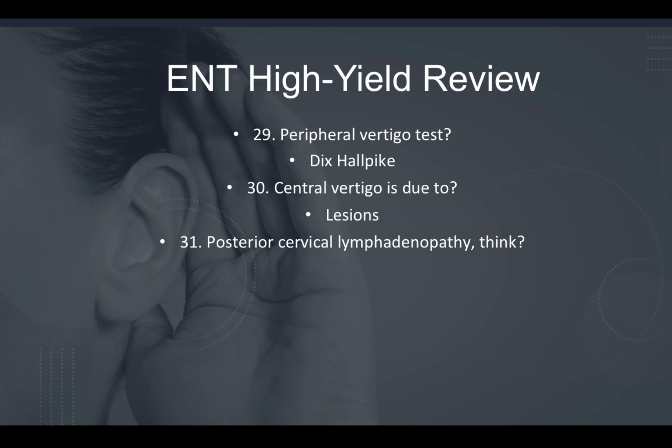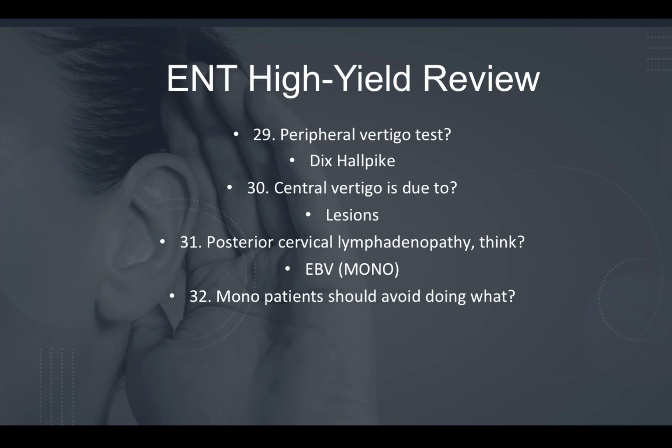Posterior cervical lymphadenopathy should make you think of what? So a patient comes in, you do an exam, and they've got those posterior cervical lymph nodes inflamed. That should make you think of mono, EBV, Epstein-Barr virus. So mono, posterior cervical lymphadenopathy.